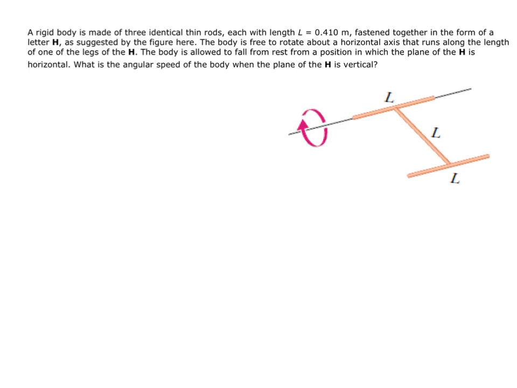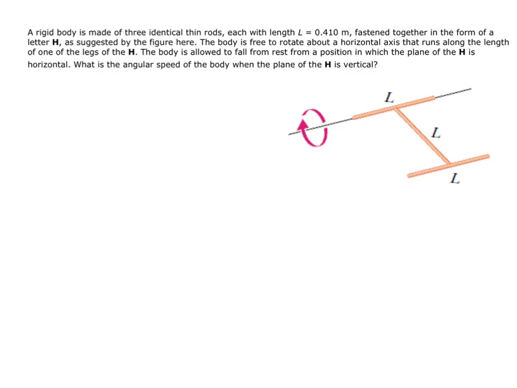Hey class, so here's question number 78, the second one on the Wiley homework that I know has been giving some of you a hard time. And I just wanted to talk a little bit about what's going on so that you can more fully understand the problem and hopefully start to solve it.